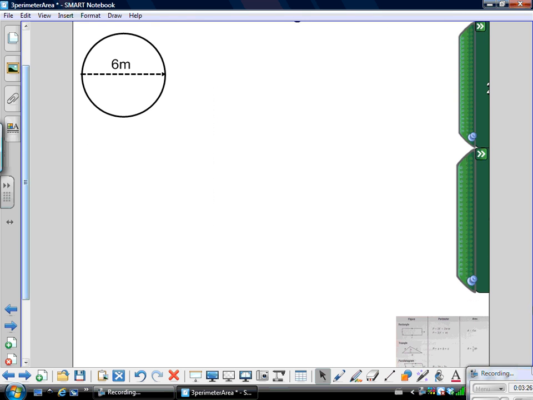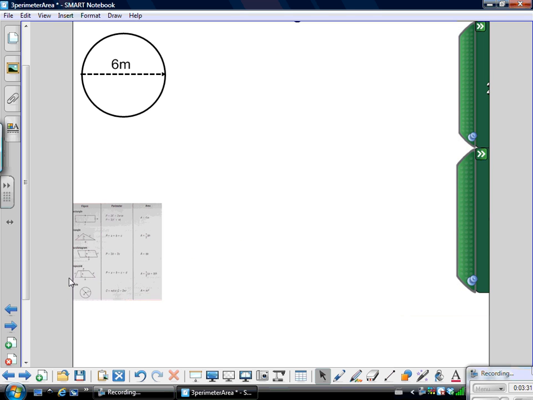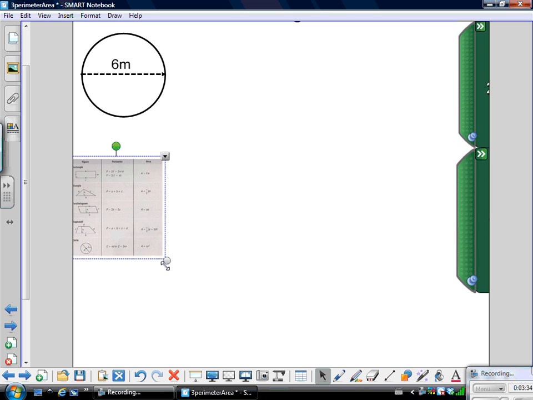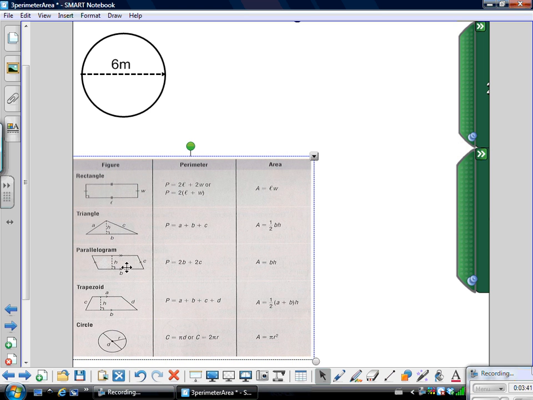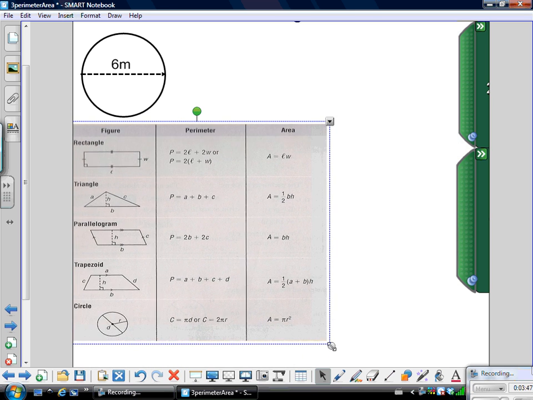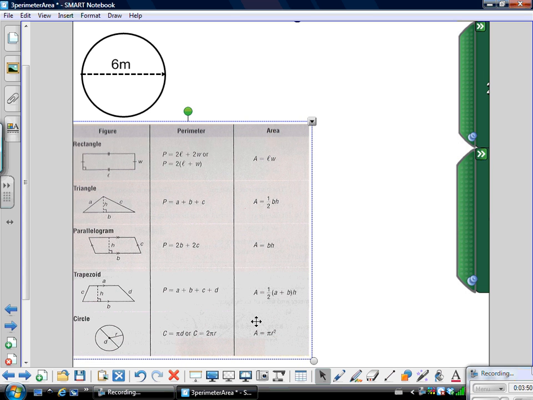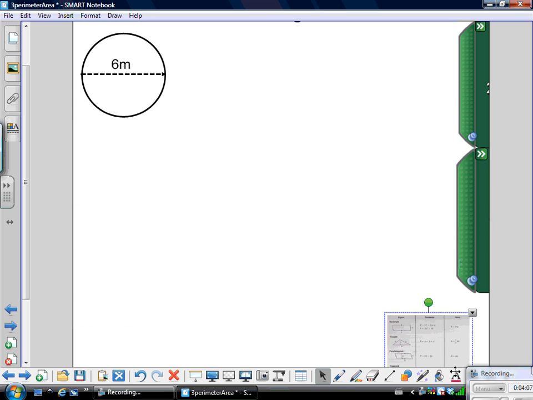Now on your sheet, you do have a formula sheet. I'm just going to bring mine up and shrink it back and forth as we need it. So here we go. When I'm looking at a circle, it is the one on the bottom, and I need the area and the perimeter. So that's what I'm going to take from. Notice the perimeter of a circle is not called a perimeter. They give it a special name called circumference, and they use the letter C, but it still is the perimeter. So I'm going to bring the formula sheet down here.